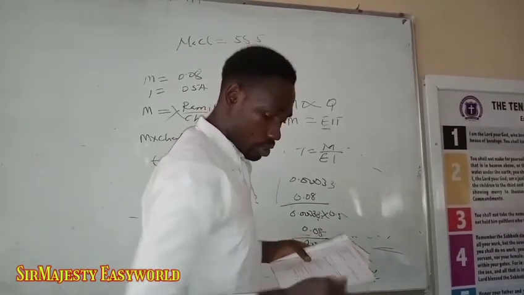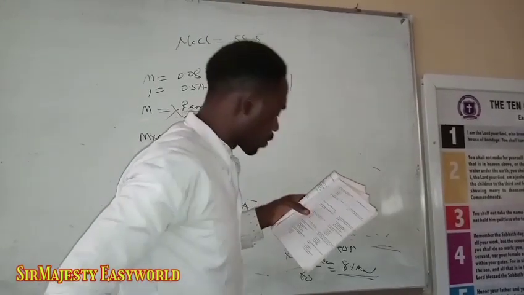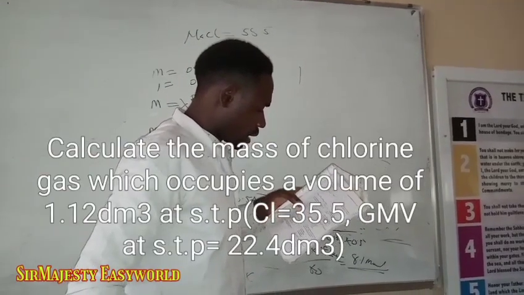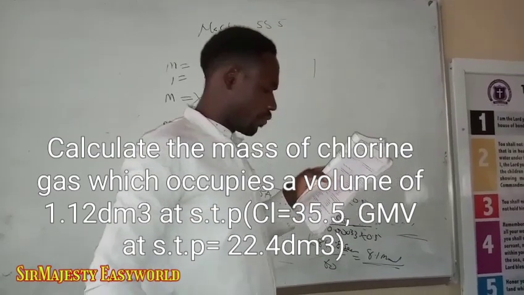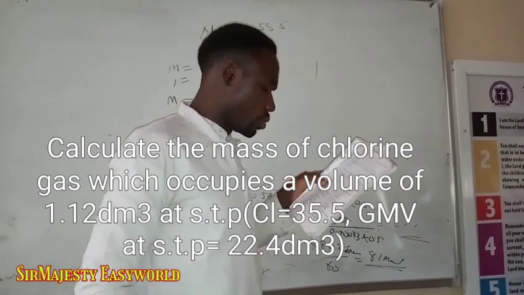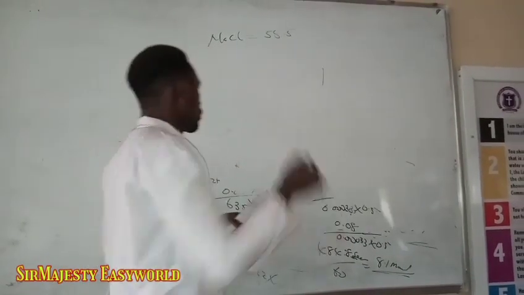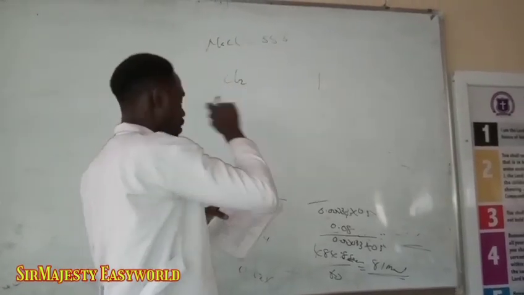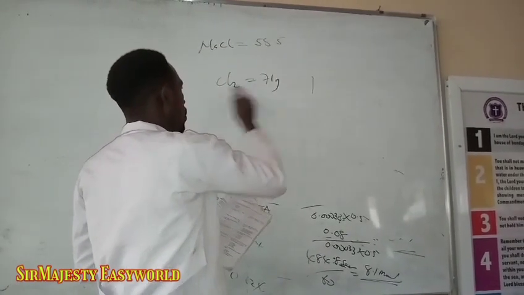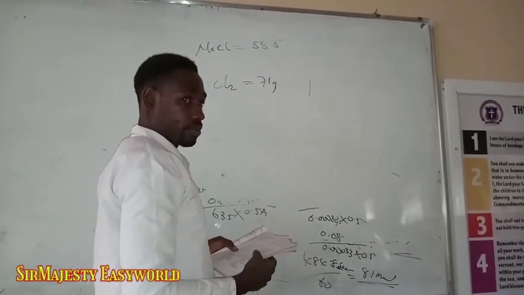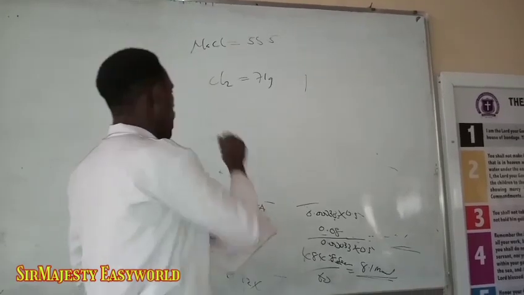Then, look at this question again, which you see on the screen there. Calculate the mass of chlorine gas which will occupy a volume of 1.12 dm cube. Chlorine is diatomic, which means in total, the chlorine molecule is 71 grams, right? So they are asking us the mass that will occupy what?